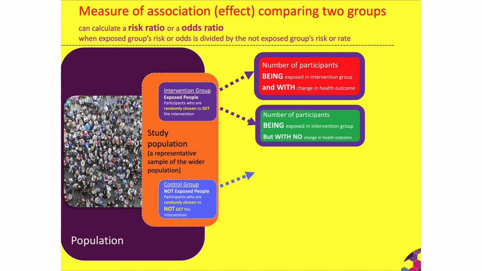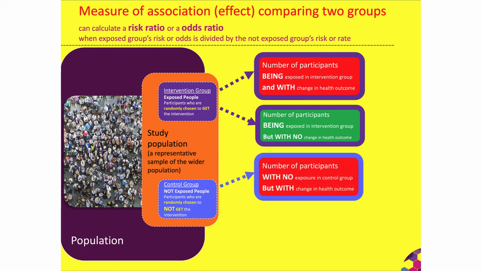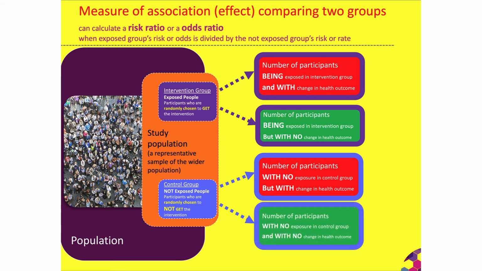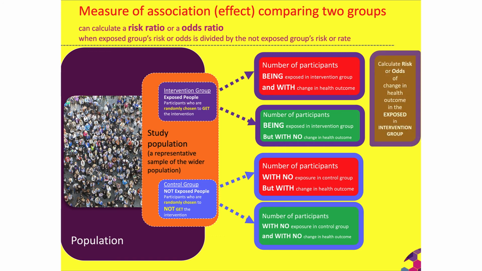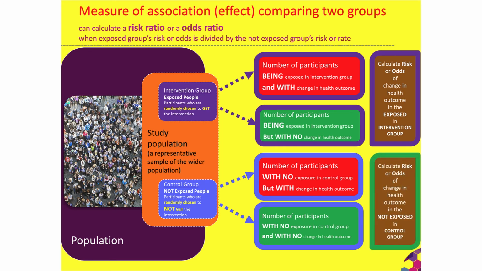And then we do the same in the control group, find the number of participants in the control group who are not exposed but who do still have a change in the health outcome, and the number of participants who are not exposed in the control group and who don't have a change in health outcome. And that gives us the risk or odds of change in the health outcome in the exposed group of people in the intervention group, and the risk or odds of change in the health outcome in the not exposed group of people in the control group.